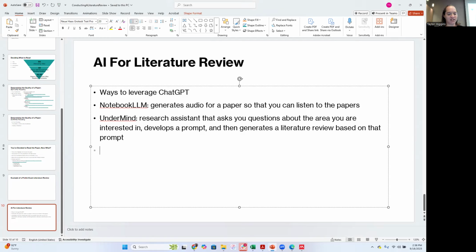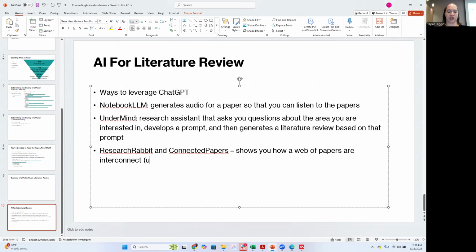Okay, what else? There was something else. What's the one that gives you the network of what cites what? I always forget that one. Connected Papers. Research Rabbit, Connected Papers. Those show you how a web of papers are interconnected, usually by citing one another.